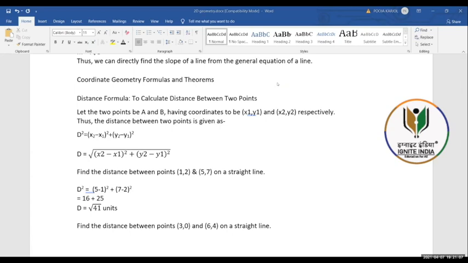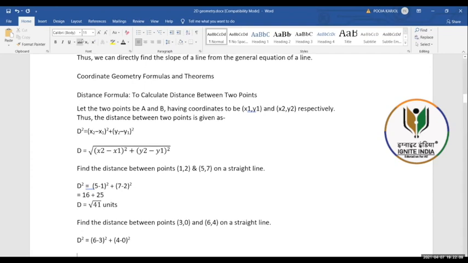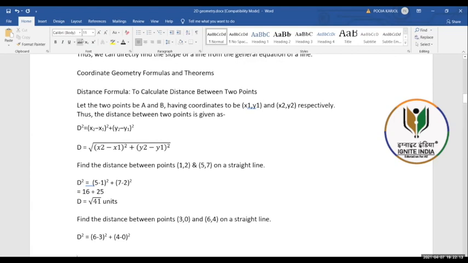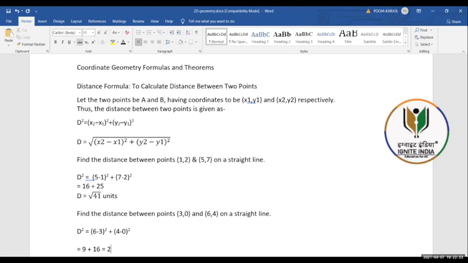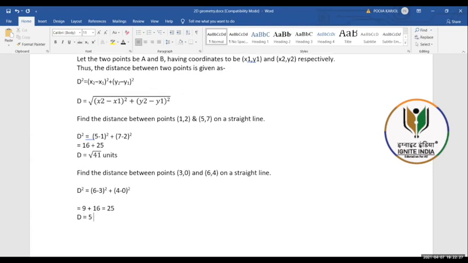5 units, yes, correct. Here, x2 minus x1 is 6 minus 3 the whole square plus 4 minus 0 the whole square. Now be careful, don't confuse it. Whenever you're dealing with subtraction, you will always subtract or add the x coordinate values and the y coordinate values, not together. It will always be x2 minus x1 or x3 minus x2 like that, not like x2 minus y2. At least for these types of things. This is 3 square is 9 plus 4 square is 16, which is 25, so the distance is 5 units. Okay. You guys understood this?